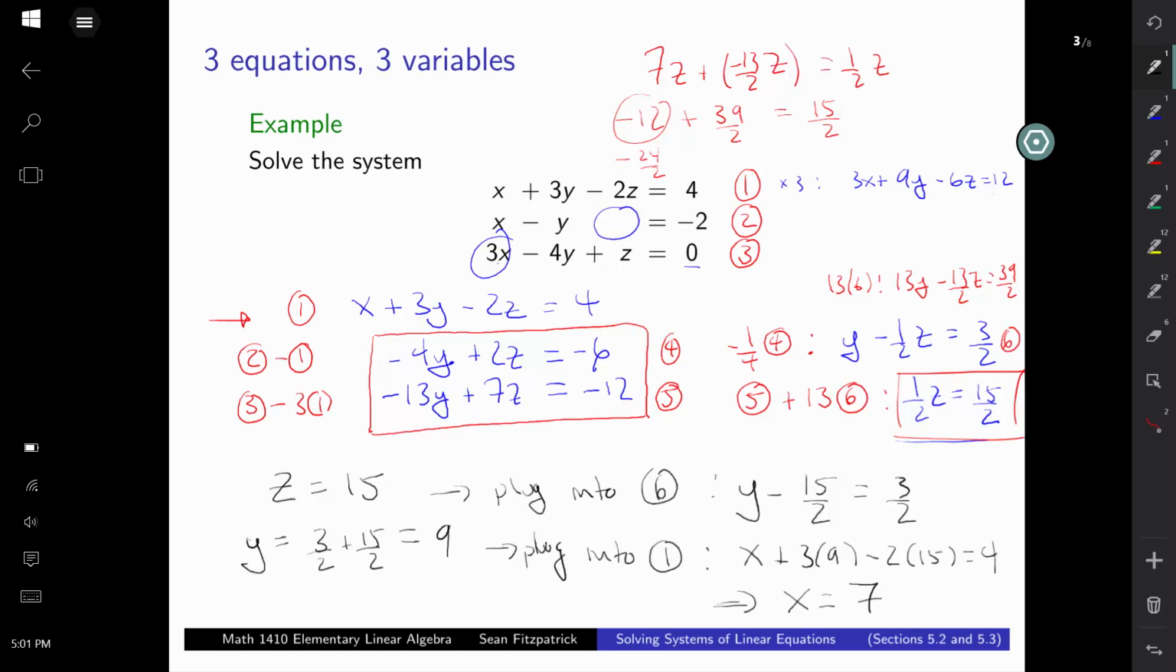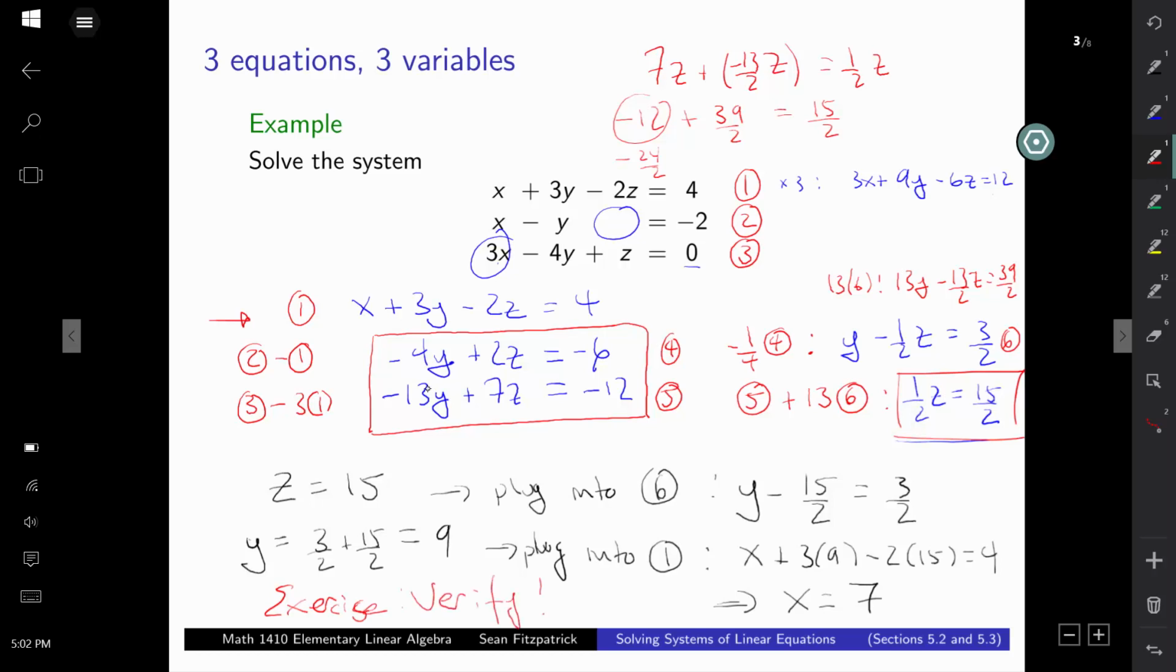X equals 7, y equals 9, z equals 15, and if I wanted to make sure that I didn't mess anything up, one thing I could do is take those values and plug them into any one of the 3 equations I started with, and I'm going to leave this as an exercise for you. Verify that this works, right?